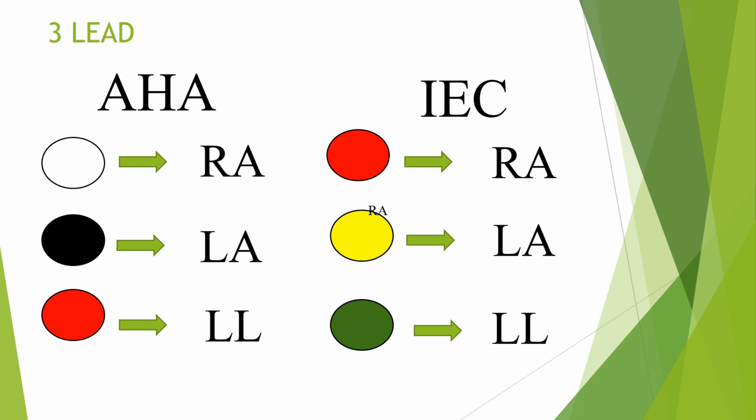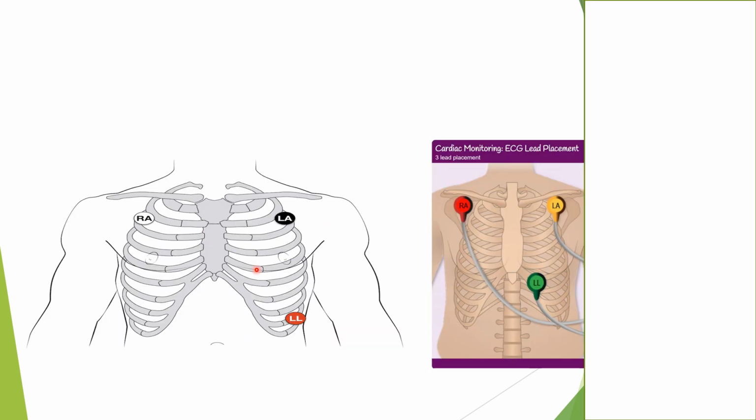First, we can see the 3-lead ECG. According to AHA, the color coding system is as follows. That is, from the right arm, it is white, then left arm black, left leg red. White, black and red. And according to IEC, it is red, yellow, green. That is the color of the traffic light. Placement is like this, as per AHA and as per IEC. Red, yellow, green and white, black, red.